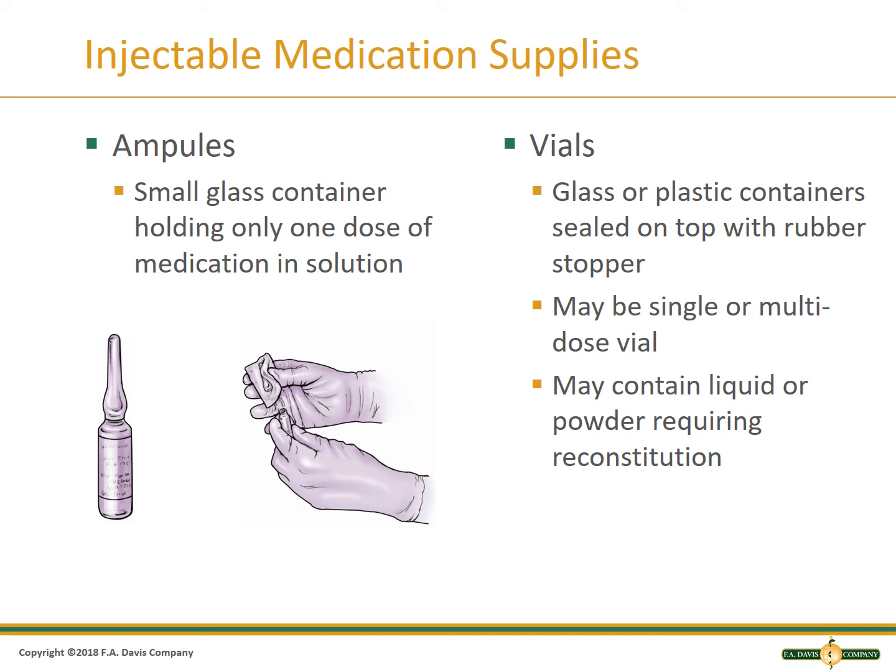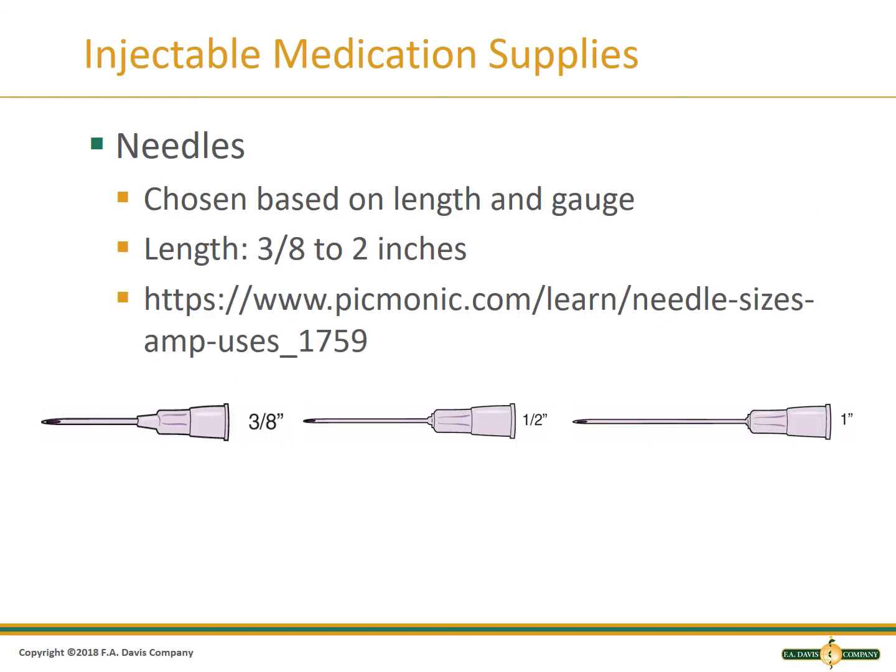You'll see these more often. They may be single or multi-dose vials. They may also contain liquid or powder requiring reconstitution. Needles are chosen based on the length and the gauge. The length of the needle, 3/8 to 2 inches. And as you can see, 3/8 is a lot shorter than a full inch.